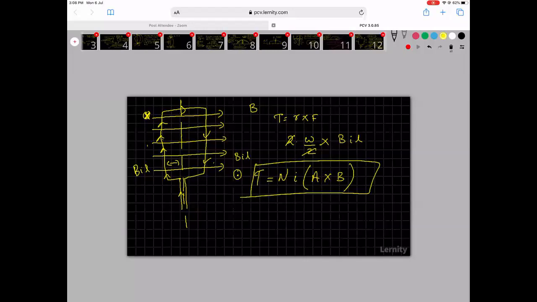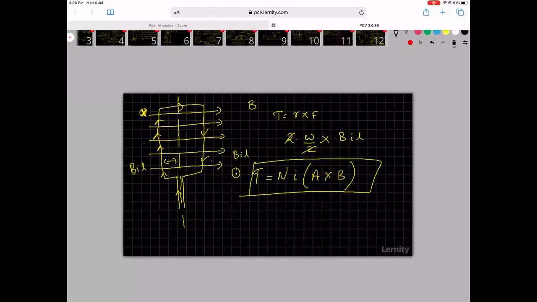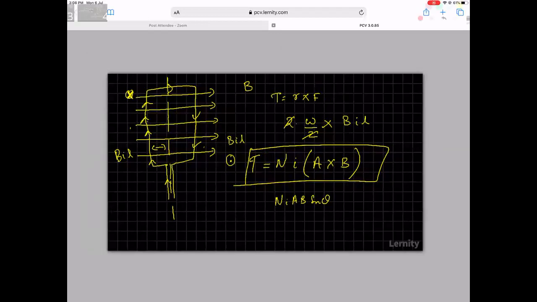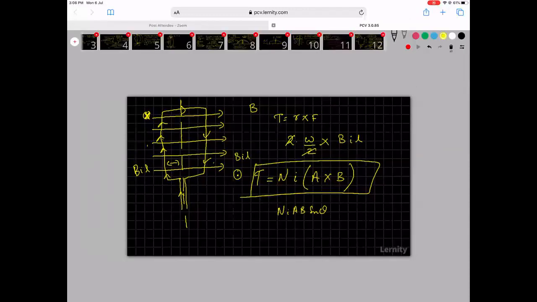Okay, torque acting on this is equal to NI A cross B. So that is equal to NIAB sine theta, where the A cross B is not important. Where theta, what is theta? Theta is the angle between the width vector and the force vector, or you can say, between the area and the magnetic field.